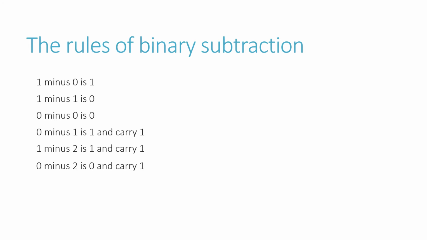Now, because of the carry bit, we sometimes have to subtract 2 if we're subtracting 1 and a carry bit. So there are 2 further rules to deal with that. 1 minus 2, it's basically the same as 0 minus 1. You get the answer minus 1, so you write 1 and carry a bit up into the 2's column. And occasionally you're going to have to minus 2, so to get that result you would write 0 and carry 1. So there are 6 rules. They all make sense, but it's just more rules than with binary addition.